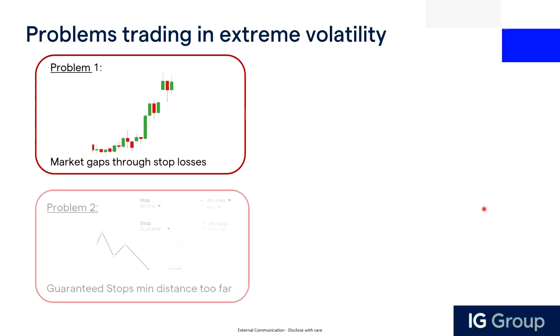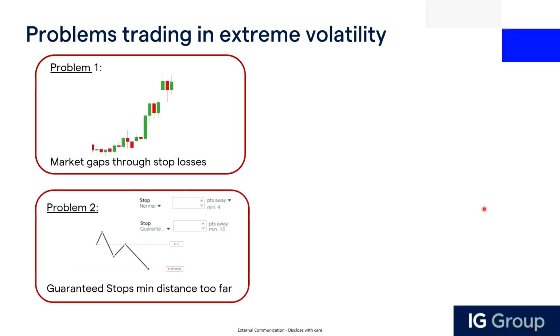That's number one. Number two is that if you want to use a guaranteed stop loss to make sure that, if I put a stop loss here, I want to guarantee it closes out at this level, sometimes the minimum distance away from your entry is too far. If you're using the normal stop loss, you can put it closer to your entry, but the guaranteed stop is too far.